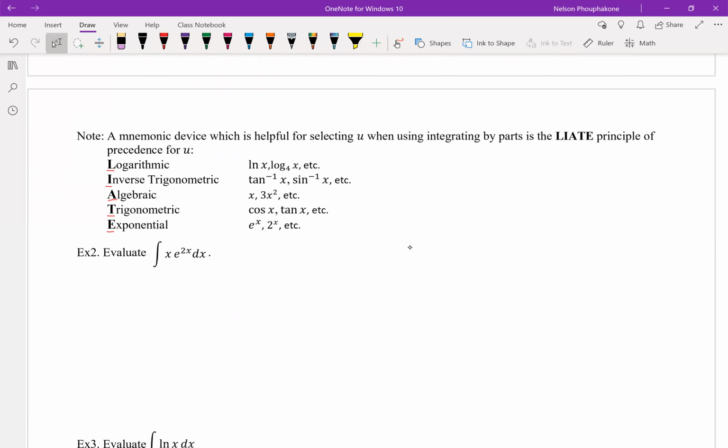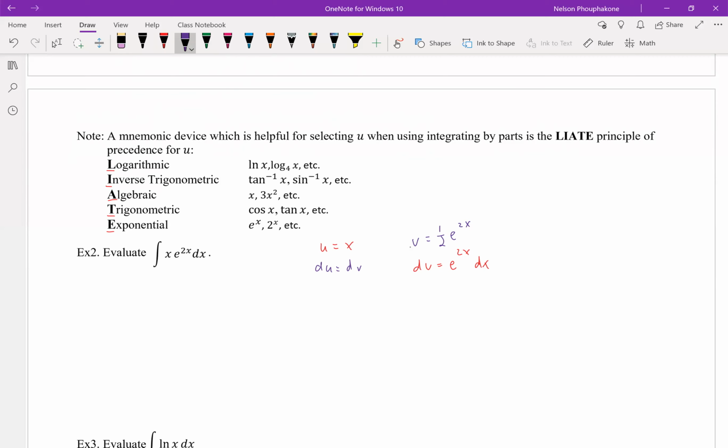Okay, now let us work with the next one, number 2. Again, you will see that we have algebraic x and then exponential. So in this case, we would like to let u equal x, and dv will be e to the 2x dx. Then, of course, we will have du equal to dx, and then v will be 1/2 e to the 2x.